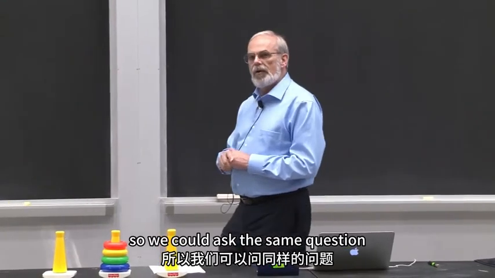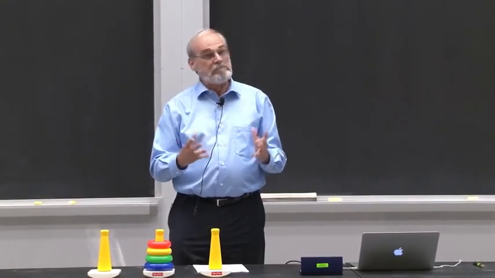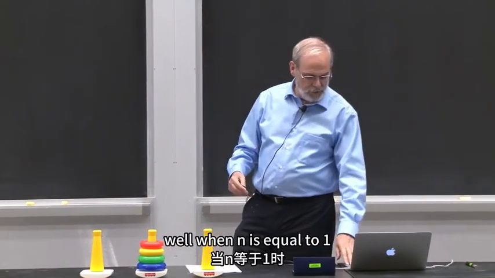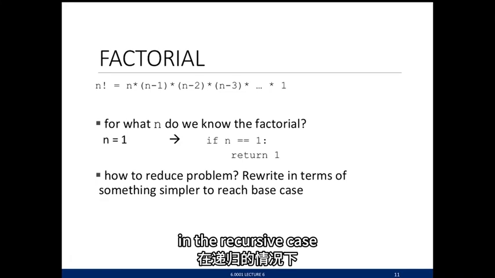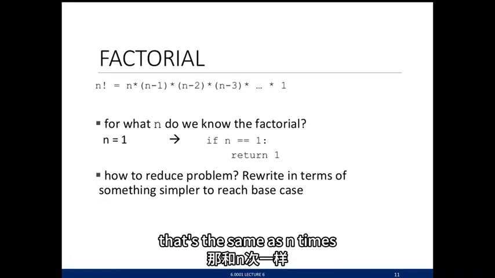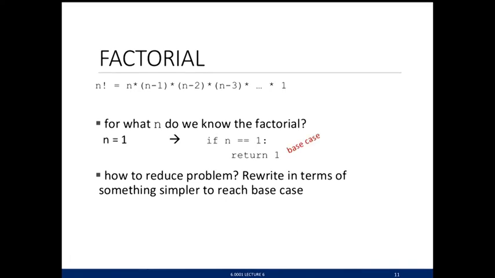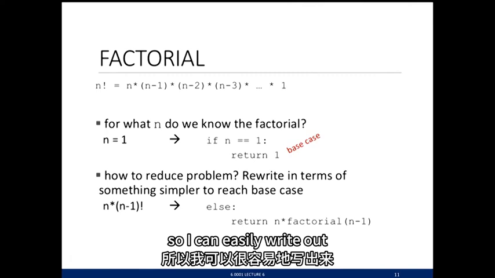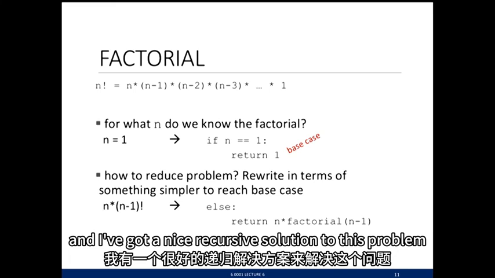So we could ask the same question. If I wanted to solve this recursively, what would the base case be? Well, when n is equal to 1, it's just 1. In the recursive case, n times n minus 1 all the way down to 1 is the same as n times (n minus 1) factorial. So I can easily write out the base case, and I've got a nice recursive solution to this problem.